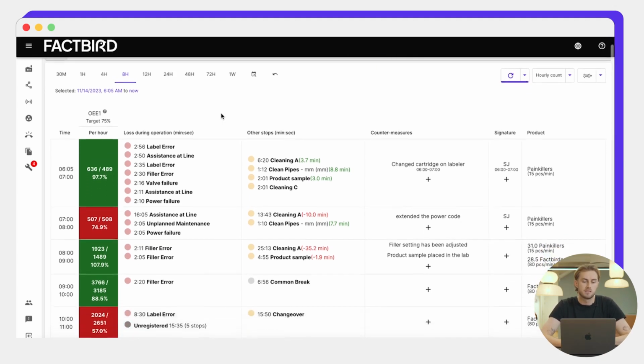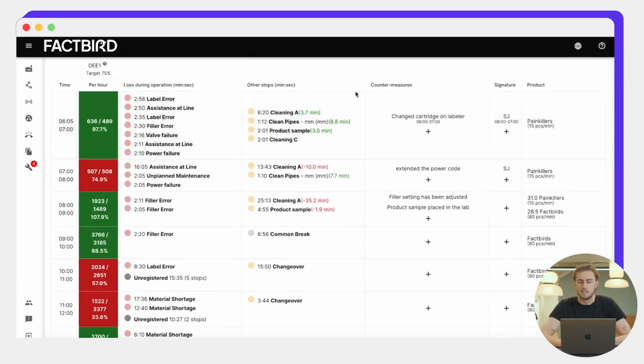So looking here at the last 8 hours, we can immediately see these columns and a kind of breakdown hour by hour of what was happening. So looking here between 6 a.m. and 7 a.m., you've got this time column here that has 6 to 7, 7 to 8, 8 to 9, quite self-explanatory. Here you've got the per hour OEE.